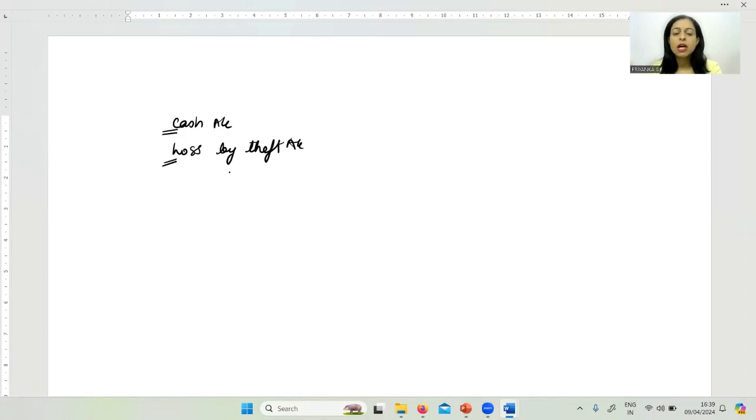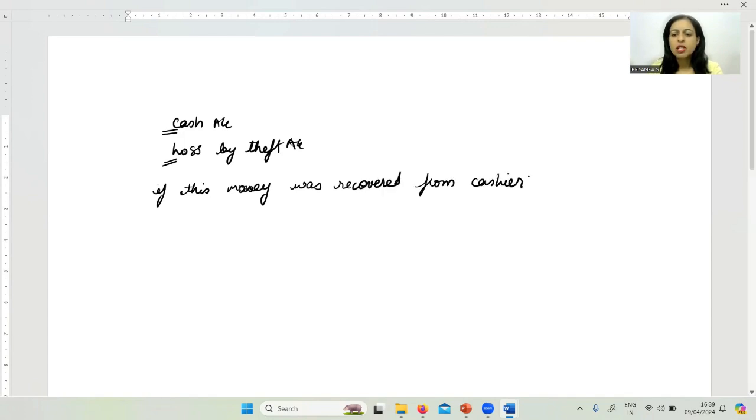So the cashier has stolen the cash, and by any chance, if the cashier repays the money, just in case, let's suppose this money was recovered from the cashier. If this 500 rupees is recovered back from the cashier, then we will again have loss by theft, but we will reverse this transaction. Loss by theft and cash are the two accounts, because cash will come back here. So cash is going to be taken into consideration, and loss by theft is taken into consideration.